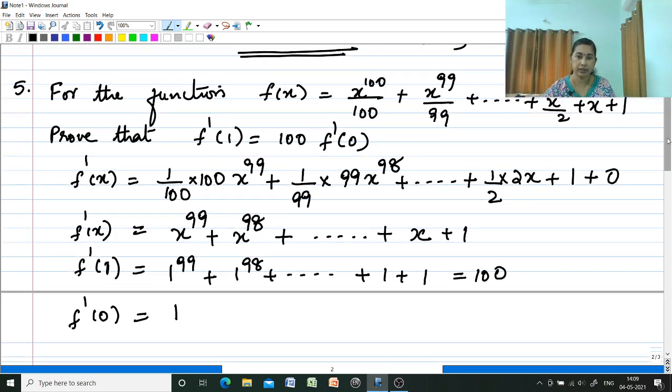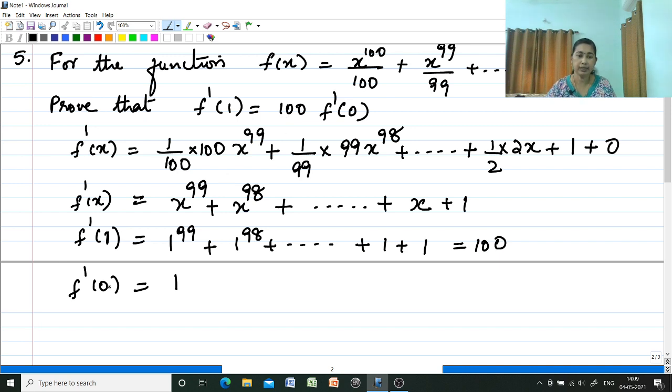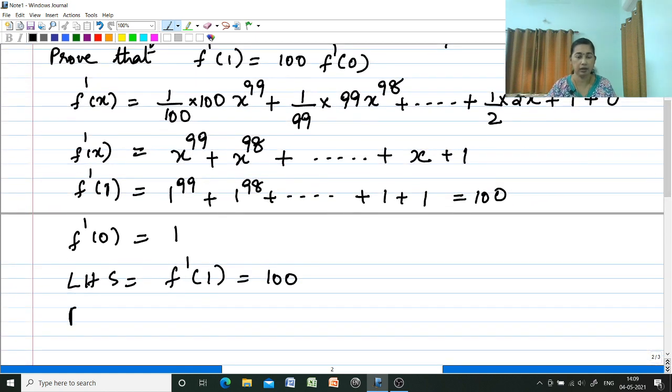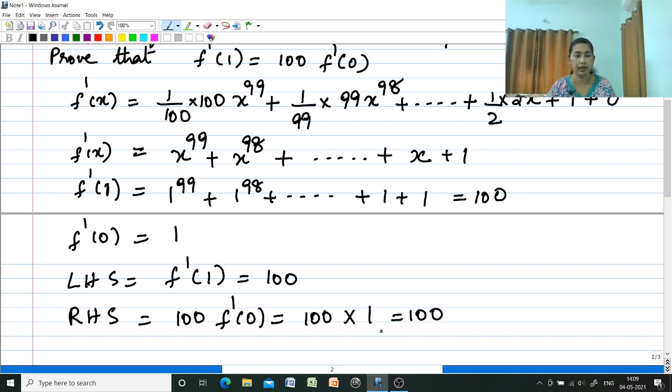Now we have to prove the result. So what is LHS? LHS, left hand side, is f dash 1 and we are getting it as 100. And what is RHS? RHS is 100 into f dash 0, that is equal to 100 into 1, that's equal to 100. So what we got? LHS equal to RHS. Therefore LHS equal to RHS, and we have proved the result.